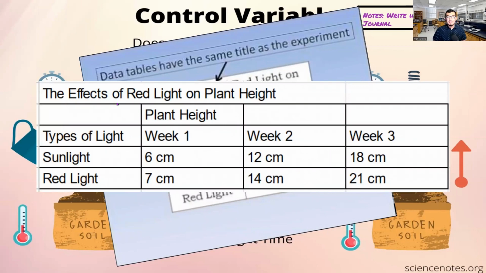So here we have our title, right? The effects of red light on plant height. Here we have our independent variable, which is the types of light, sunlight, red light. Up here we have plant height. Week 1, we have some data, right? Some measurements. Week 2, some data, some measurements. Week 3, some data, some measurements. Those will be our dependent variables.